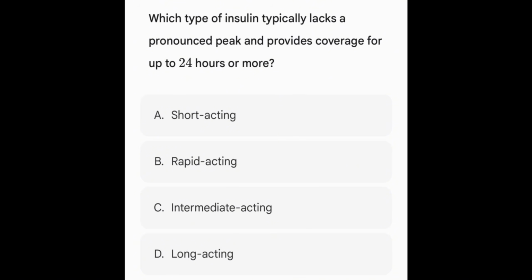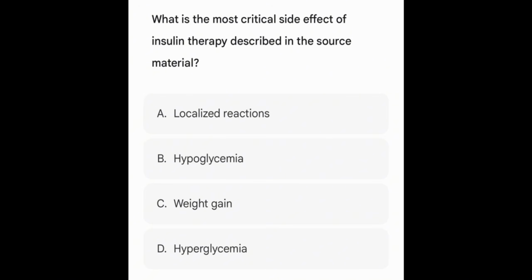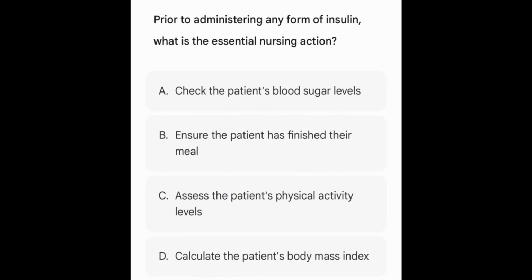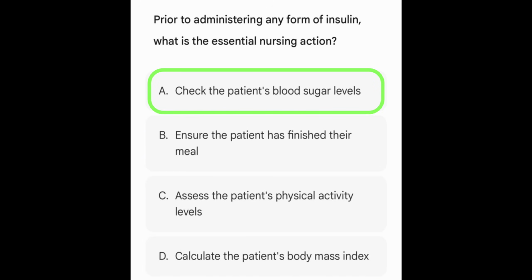Which type of insulin typically lacks a pronounced peak and provides coverage for up to 24 hours or more? The answer is long-acting insulin. For the second question, what is the most critical side effect of insulin therapy? The answer is hypoglycemia. And lastly, prior to administering any form of insulin, what is the essential nursing action? Check the patient's blood sugar levels.